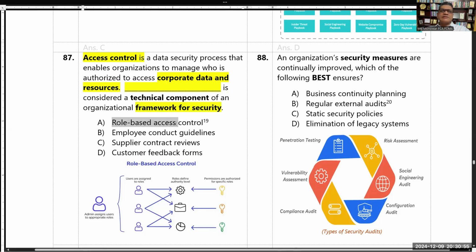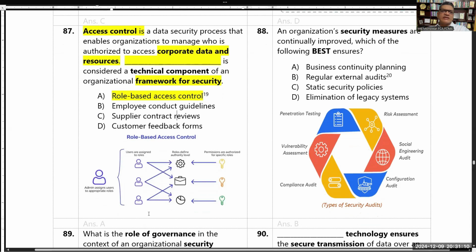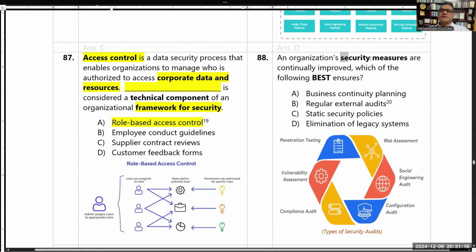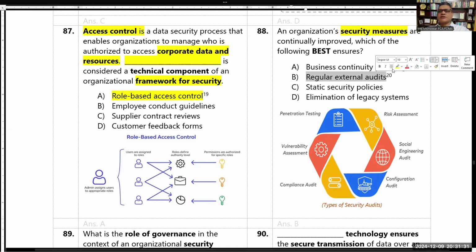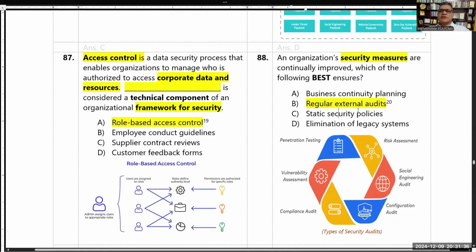Here, the role-based access control. So role-based access control is considered a technical component of an organizational framework for security. Answer A. So this is the role-based control showing here. An organization's security measures are continuously improved. Which of the following best ensures this? Regular external audit. So through regular external audits, it ensures the organization's security measures improvement.